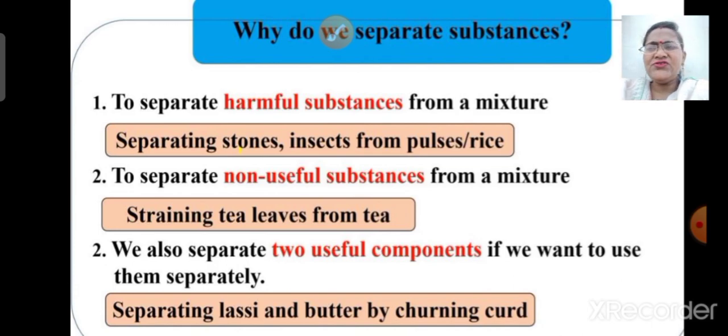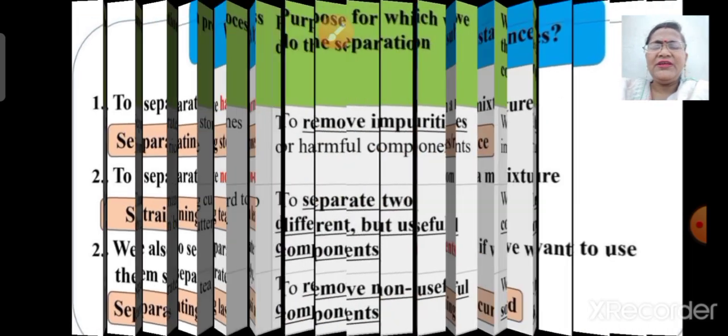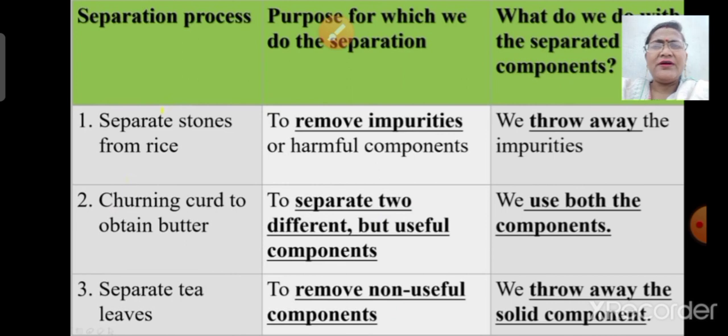Now next, children, here is an activity shown in which a separation process is given, along with the purpose for which we do separation, and what we do with these separated components. Children, write this down in your notebook. This activity tells us about three instances and you have to tell why you are doing this separation in these cases and what you do with the separated components.